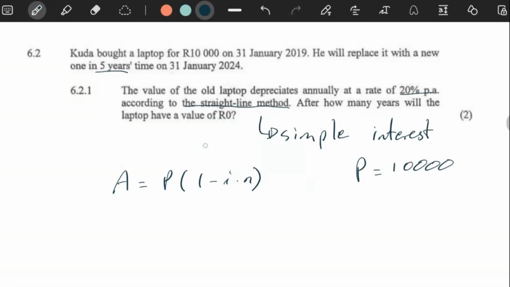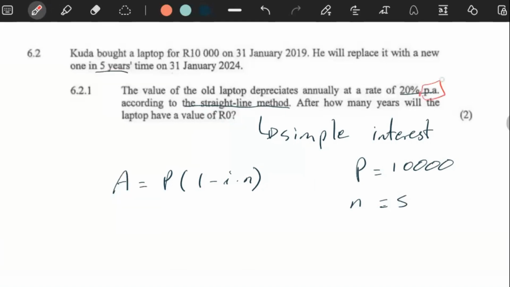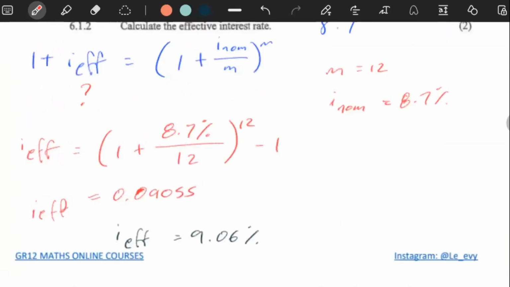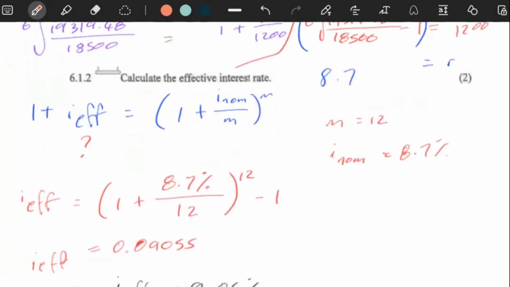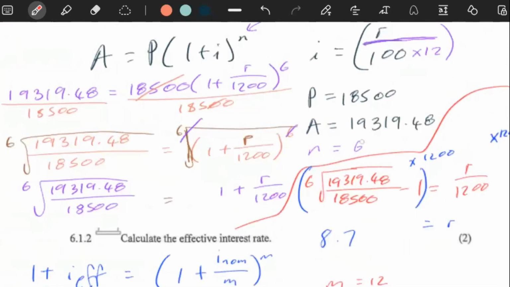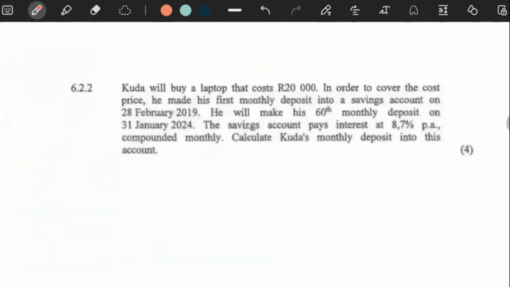That's fine. It means that our value of N is equal to 5. Because with simple interest, you can see that even in the question, they said per annum. Per annum means yearly, so already it means your value of N is in years. Unlike here, where we said the value of N was months, because this was compounded monthly.